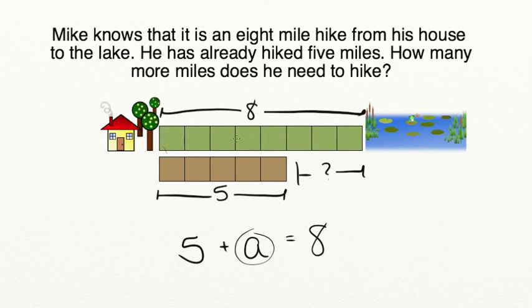So if we know that we have 8 miles in all, and he's already hiked 5, he still has to hike 1, 2, 3 more miles. So we know that A has to have a value of 3. And to check our work, we're going to rewrite this equation using numbers. So we'll say 5 plus 3 equals 8 because we replaced this A for 3. And 5 plus 3 indeed does equal 8, which means we correctly solved this problem.